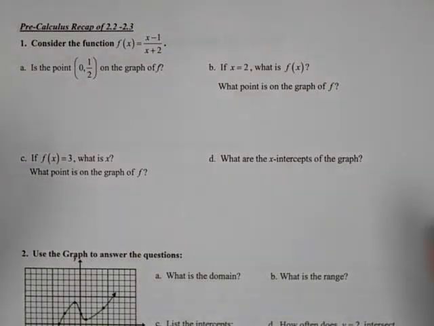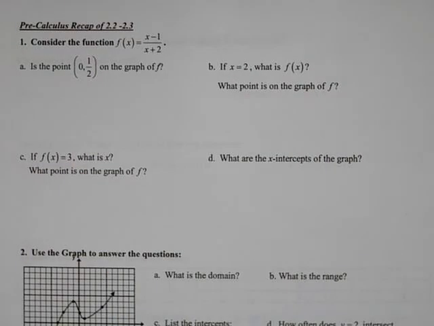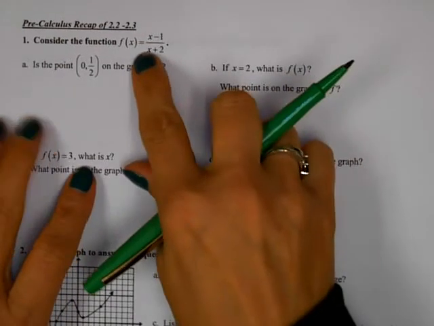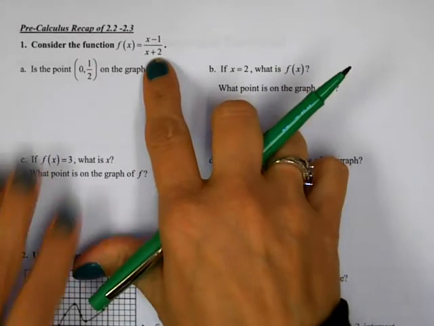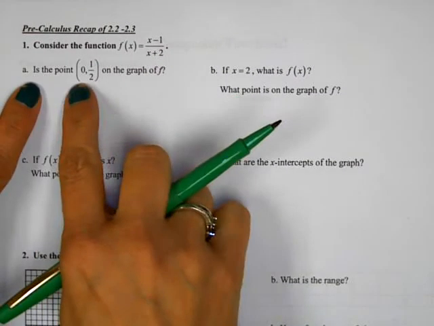Pre-calculus. This is a recap of sections 2.2 and 2.3, hopefully to get us ready for the quiz that we have coming up. Okay, so we're going to consider this rational function right here, f of x. A couple things I might ask you to do with a function like this: ask you if this point is on the graph.